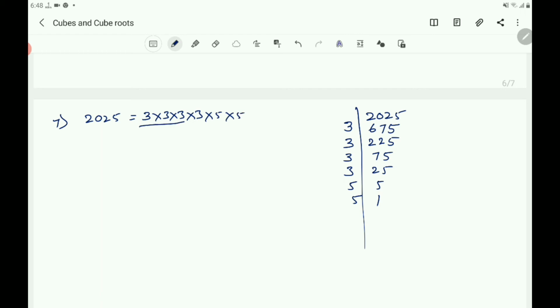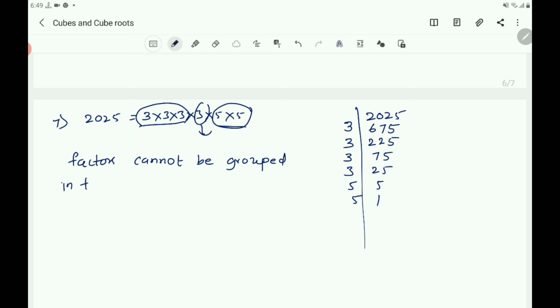Here you got the triplet of 3 once, but this 3 and these 5s are remaining without forming triplets. So you write that factors cannot be grouped in triplets.